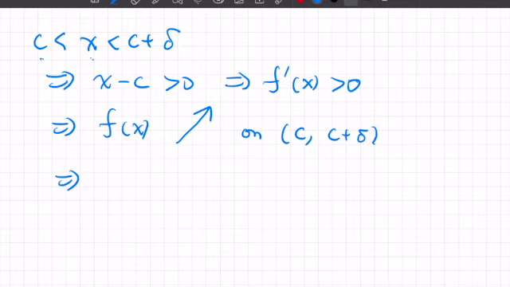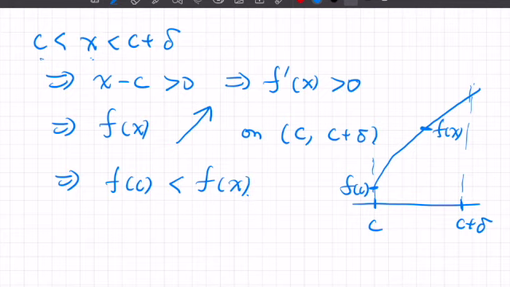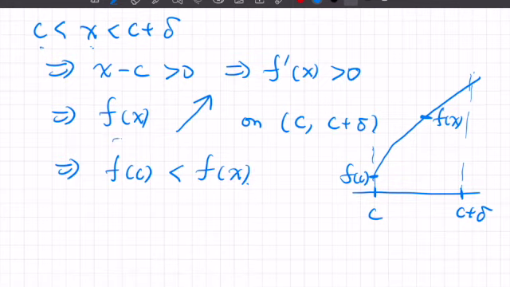Okay, and that means, so if you plot, it's easier to understand, I guess. Let's see. So if this is c and c plus delta, it's strictly monotone increasing. So it's something like this. So the value of f of c is less than the value of f of x. So f of c is less than f of x, because of this monotone increasing nature.